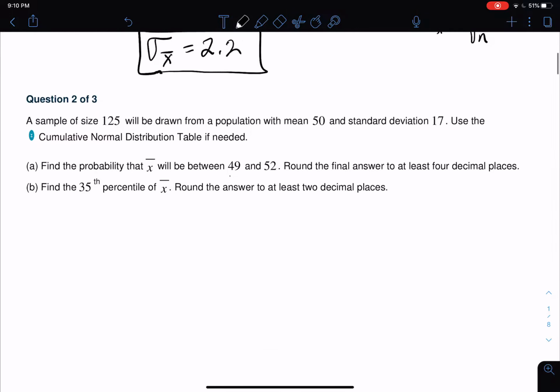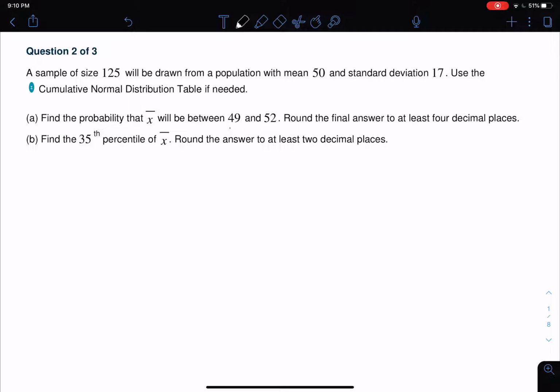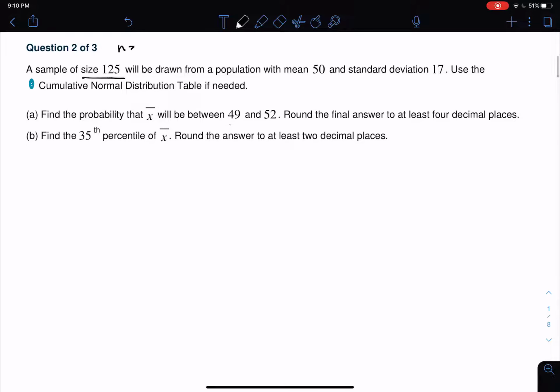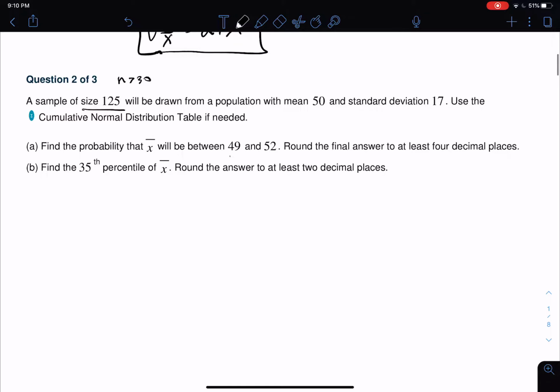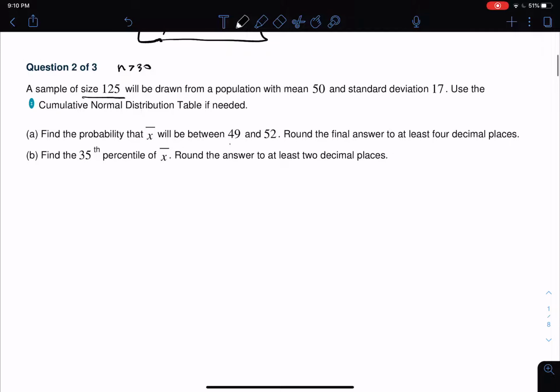All right, next question, number 2. A sample size of 125 will be drawn from a population. So once again, the sample size is greater than 30, so we're allowed to use the central limit theorem even though we don't know what the population looks like. Now it's important to label your variables, meaning, is this the mean from the population or the mean from our sample? Because those are two different things and two different variables.